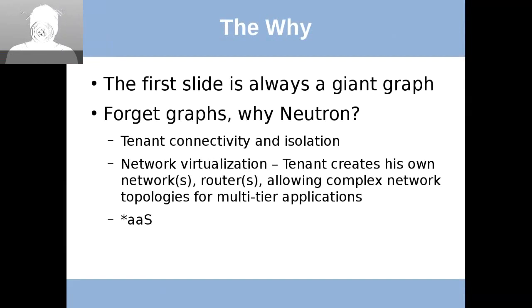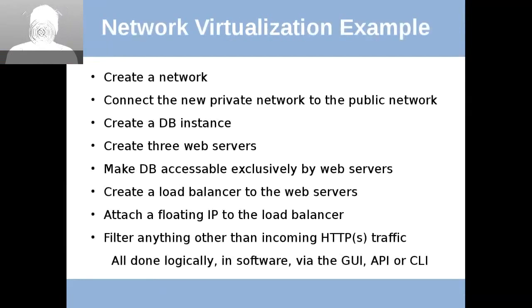And the third thing would be stuff as a service, right? We affectionately call it crap as a service in our team. We'd be referring to load balancing as a service, firewalls, and VPNs at this time, and there's more stuff coming in future releases. So let's talk about networking virtualization.